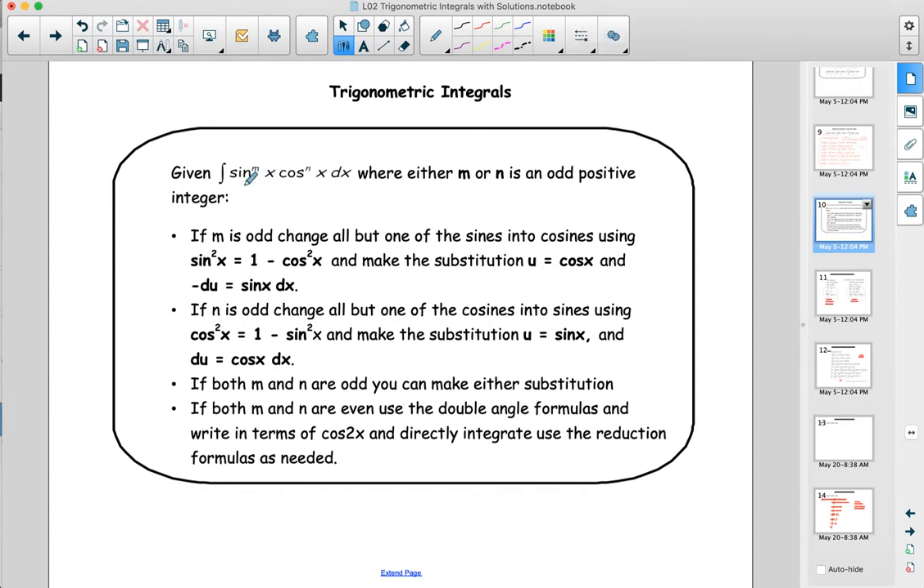I said we're going to have a product of powers of two trig functions, m and n, that are either even or odd positive integers. So what we're going to take a look at is if m is odd, then what we will do is change all but one of the sines into cosines using this. So if I had sine to the power 5, I'd be looking at a sine to the power 4.